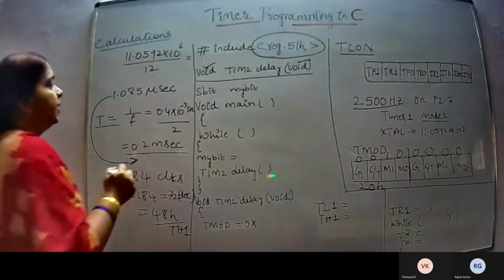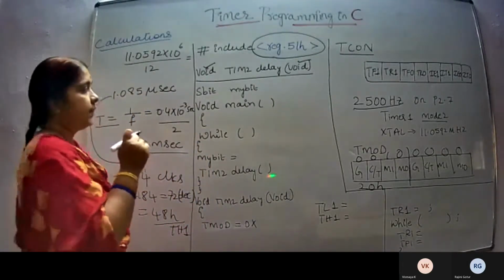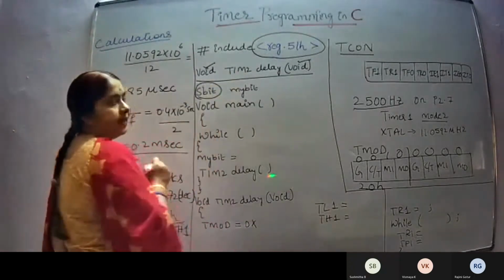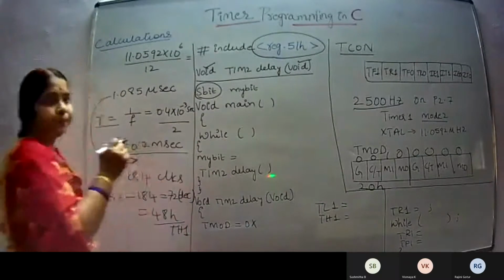Next, there is a data type. In C programming, writing the data type is very important. So we have here sbit as the data type, single bit, and it is being used.